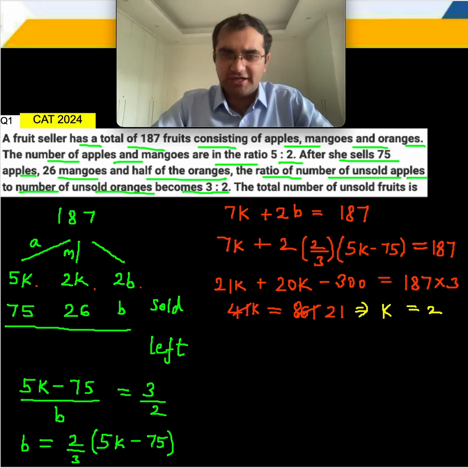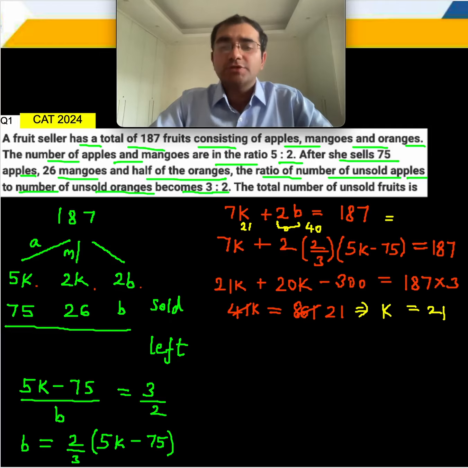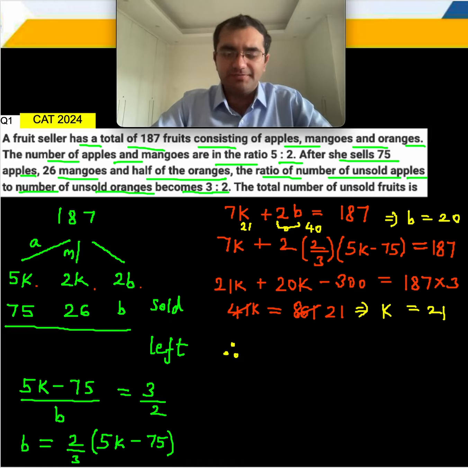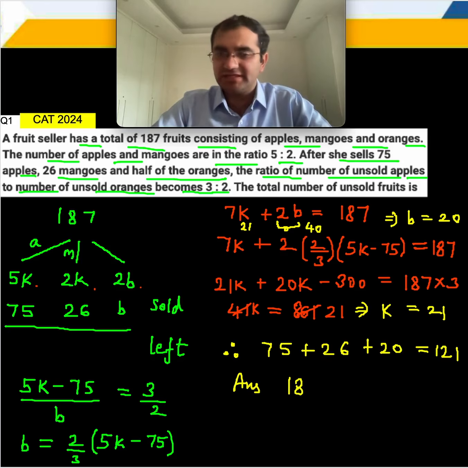When k comes to 21, we'll put it at the top. 7 into 21 is 147. 147 plus 2b is 187. So that means 147 plus 40 is 187. So 40 is 2b, b is equal to 20. Once b is 20, we'll be able to find our last part. Okay, how many have been sold? 75 plus 26 plus b 20, which gives you 121 out of 187. So 187 minus 121 is the leftover unsold fruits. The answer is 66 for question number 1.